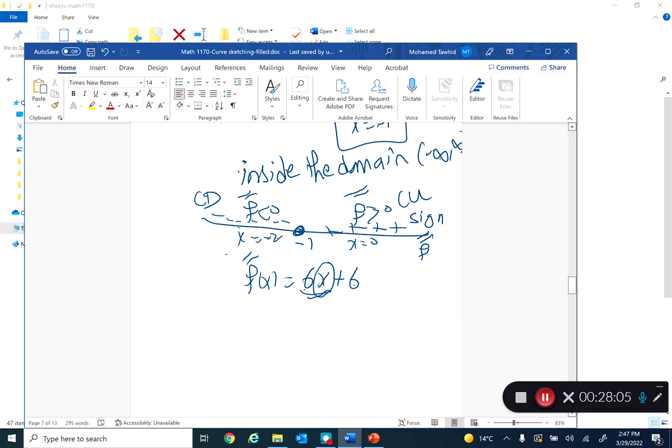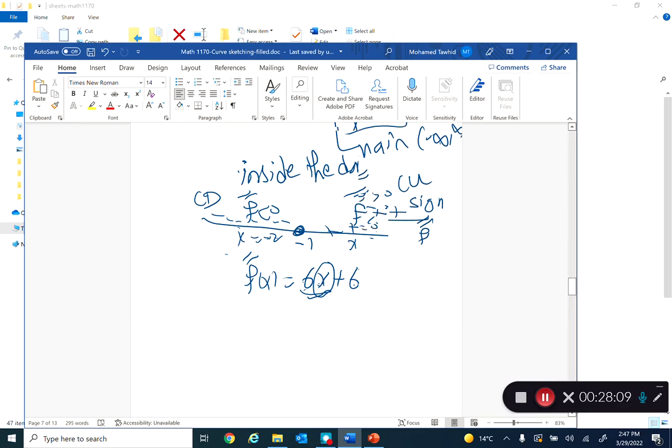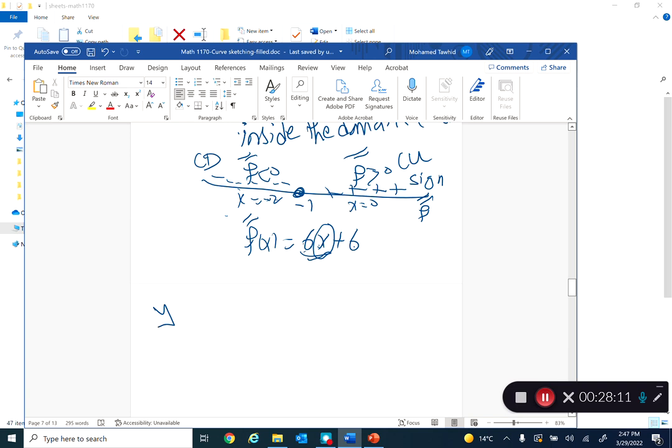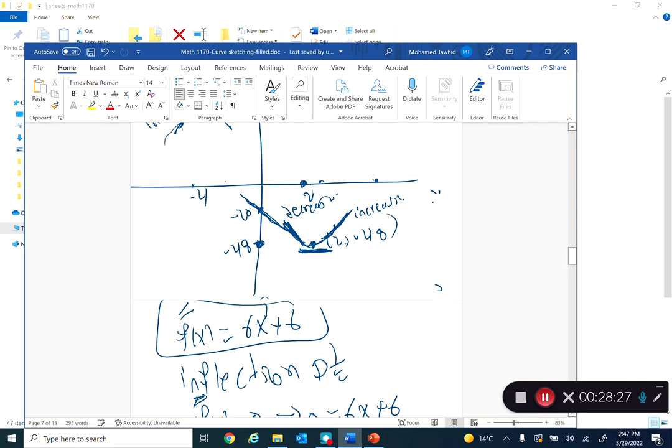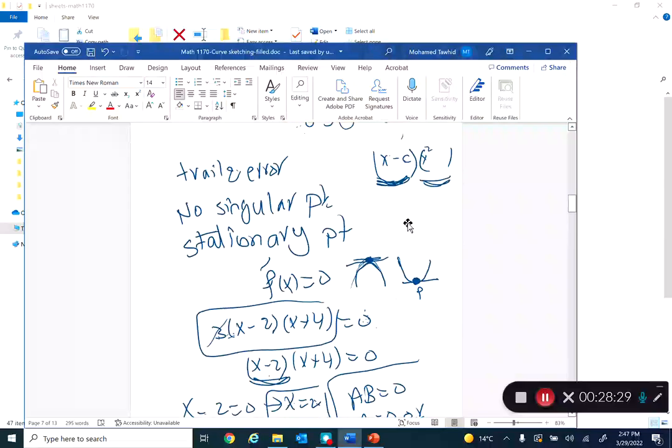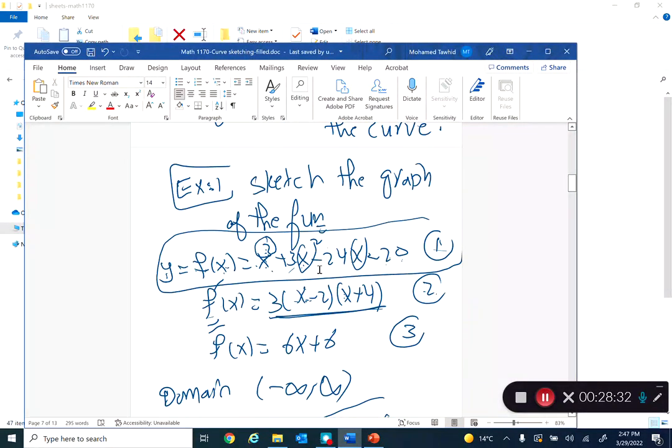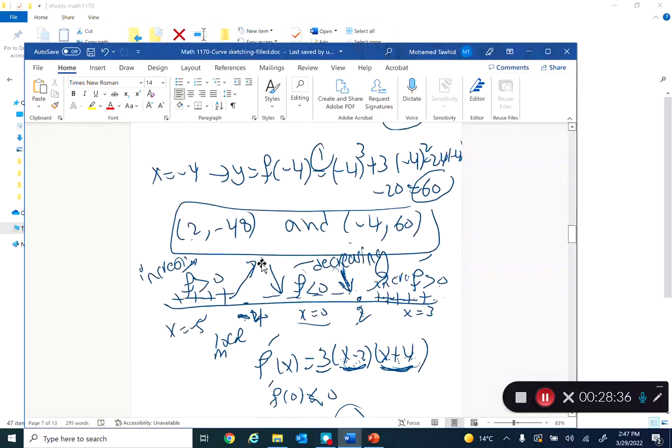So now I need to get the inflection point. How to get it? -1 is the inflection point's x-value, but I need to get y. When x equals -1, I have to get y, which is the value of f at -1. So I have to go to equation 1, your f of x up here. Just go ahead and replace x by -1.